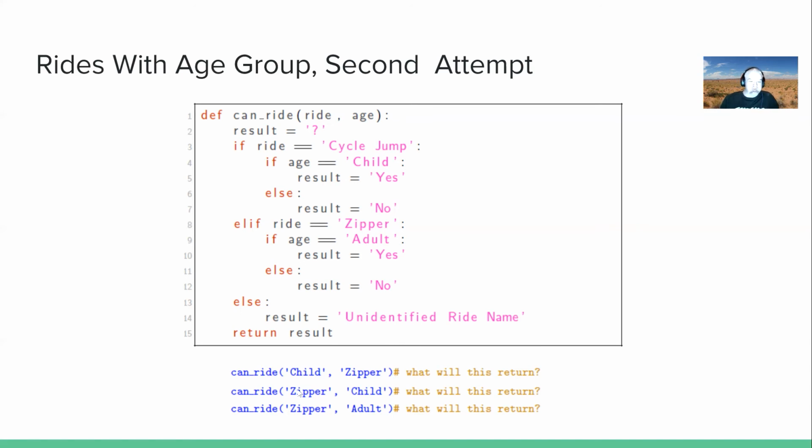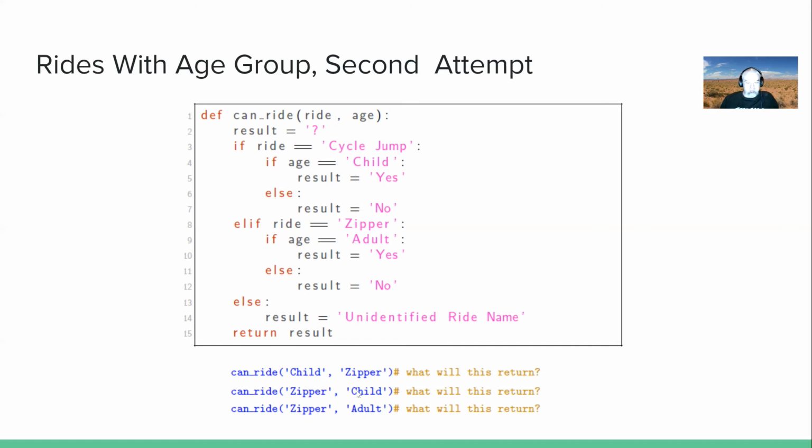And so if we look at this, if we do, once again, the same examples, if we do child and zipper, child being the argument passed to ride, is ride equal to cycle jump? No, ride is going to be essentially referring to child. And so child does not equal cycle jump, so that's going to be false. Child is also not equal to zipper, so that's going to be false. And then it will fall into the else and return unidentified ride name, right? And so it doesn't even need to go to the rest of it.